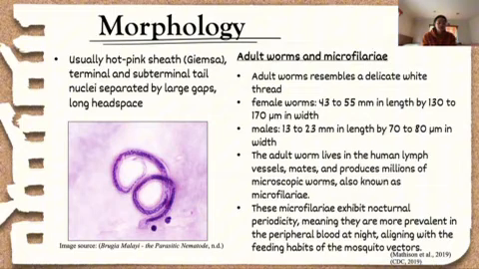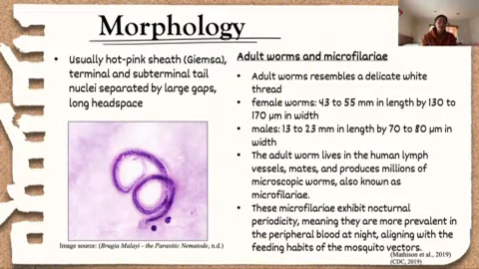The morphology. So the Brugia malayi, they're long, slender with a smooth cuticle, kinked, and have a long cephalic space, having a length to width ratio of about 2 to 1. The head is slightly swollen, and the tail is ventrally curved. As the Brugia malayi matures, they resemble a delicate white thread.